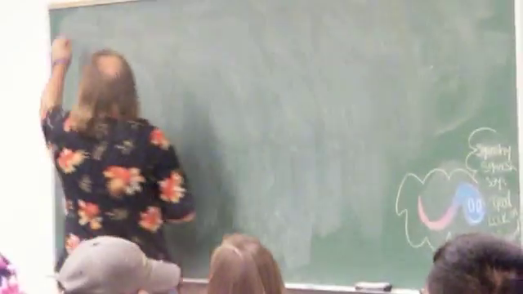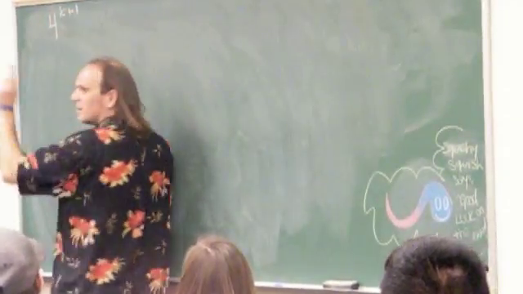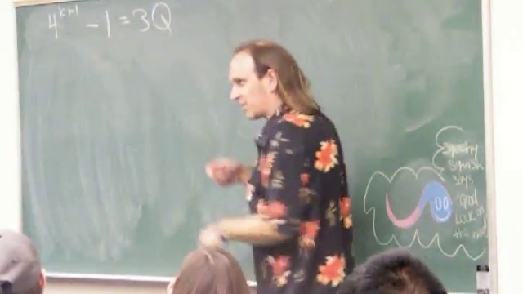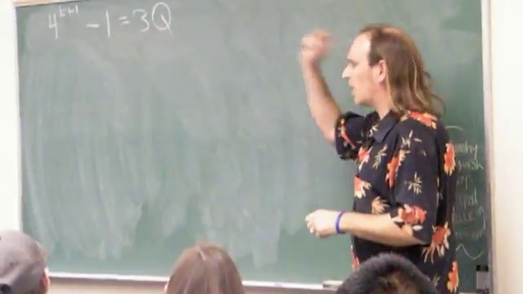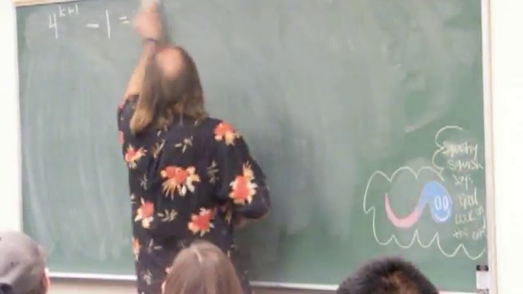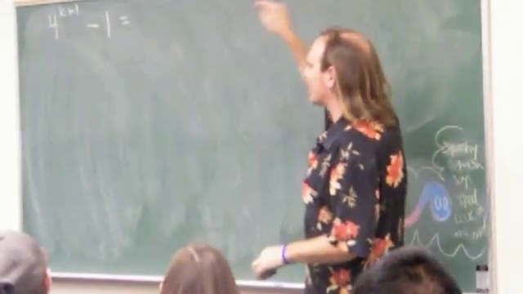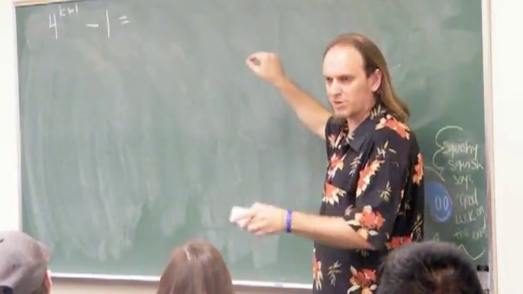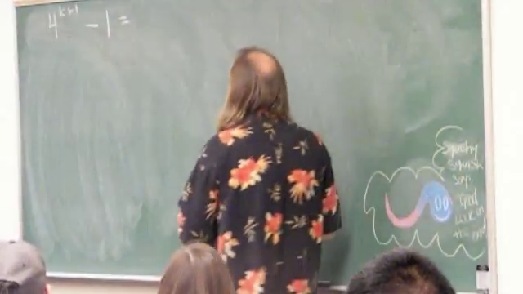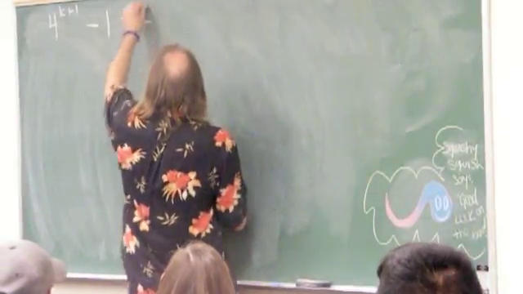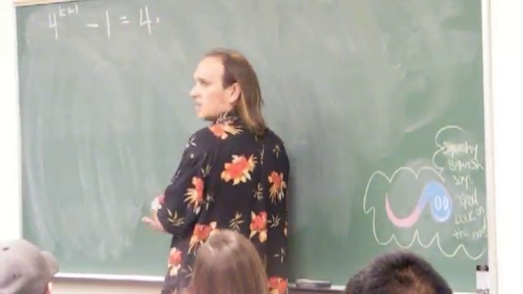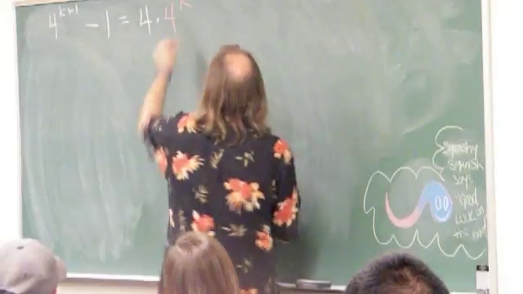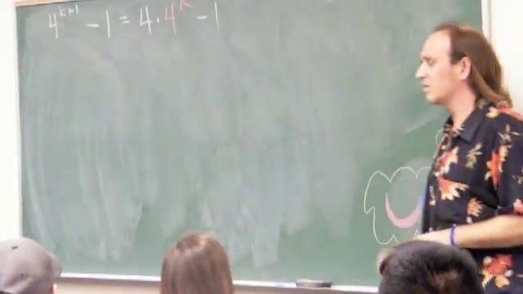So what do we have? 4 to the k plus 1 minus 1. We just have to figure out what q would be in order for this to work. So how are we going to rewrite the 4 to the k plus 1? 4 to the k times 4 or 4 times 4 to the k. Either way we write it should be acceptable. So it's 4 times 4 to the k, minus 1.